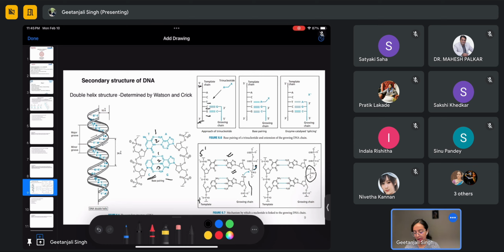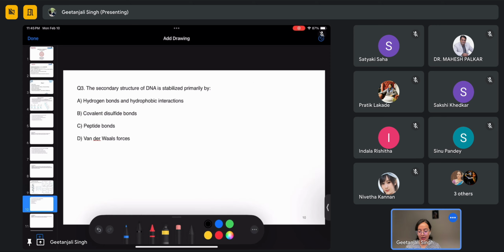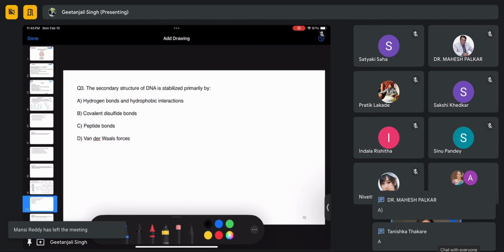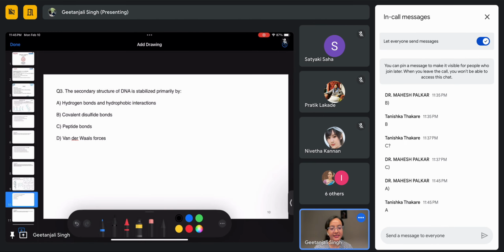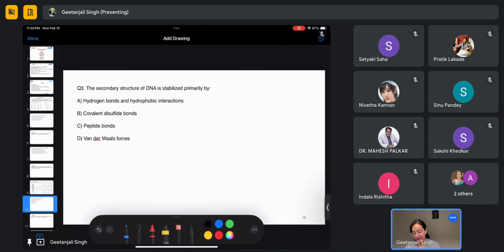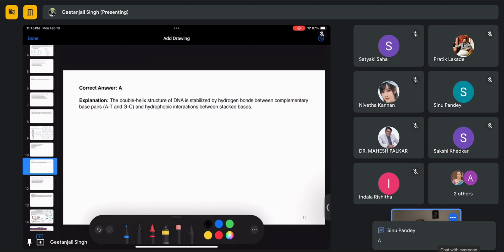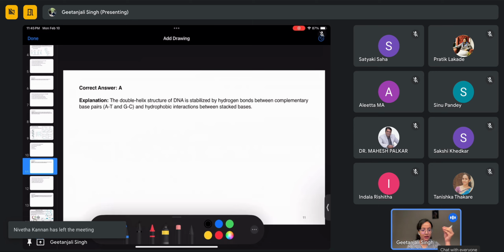Now let's try to solve a few questions on the secondary structure of DNA. The secondary structure of DNA is stabilized primarily by: A. Hydrogen bonds and hydrophobic interactions, B. Covalent disulfide bonds, C. Peptide bonds, D. Van der Waals forces. Perfect. Yes, you guys are right. So the correct answer is A. Hydrogen bonds between these base pairs and hydrophobic interaction between the base pairs after their bond formation among each other. So this altogether stabilizes the secondary structure of the DNA.